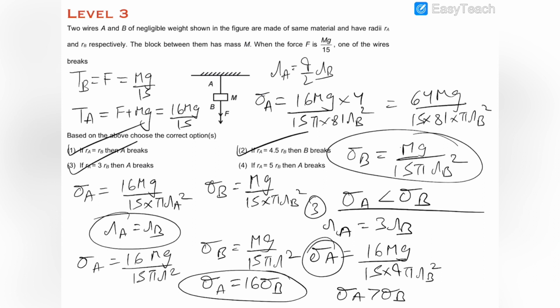And if RA is equal to 5 RB, so if I substitute RA is equal to 5 RB in this term, sigma A here, so 16 by 25 will again be less than 1. Therefore sigma A will be less than sigma B. Therefore B will break, but in this option it is given that A will break. Therefore the correct options are only 1, 2 and 3. Now we move on to the next question.